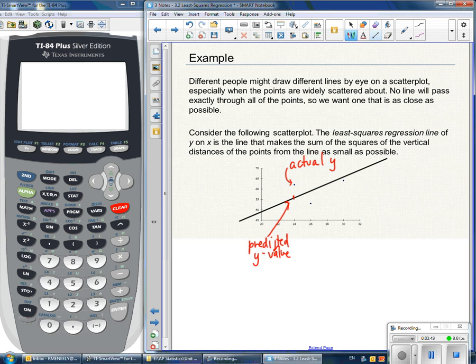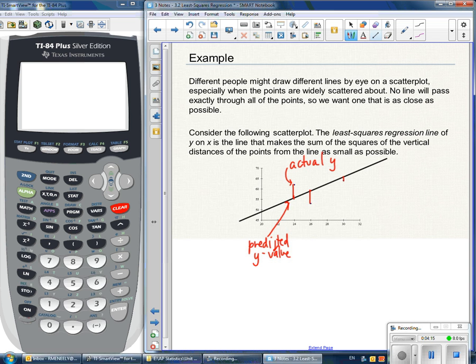Okay, and I would have the same situation between the next point. So that would be the predicted y value for the next point, the predicted value for the third point. And so if I look at the vertical distance between the actual value and my predicted value, the goal of regression is to find a line that minimizes those red vertical lines. I want to make them as short as possible.